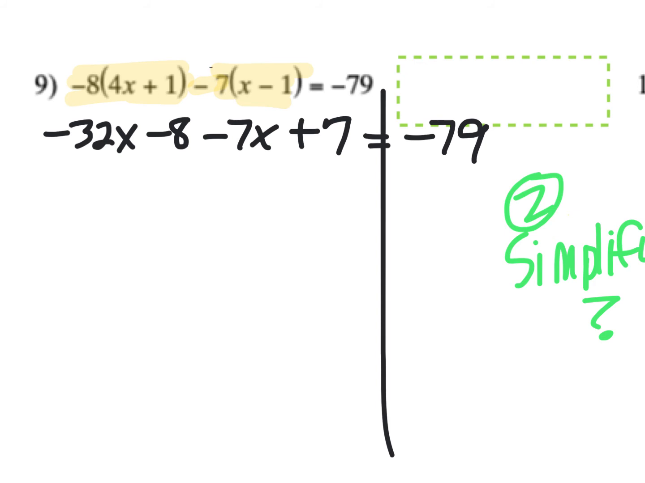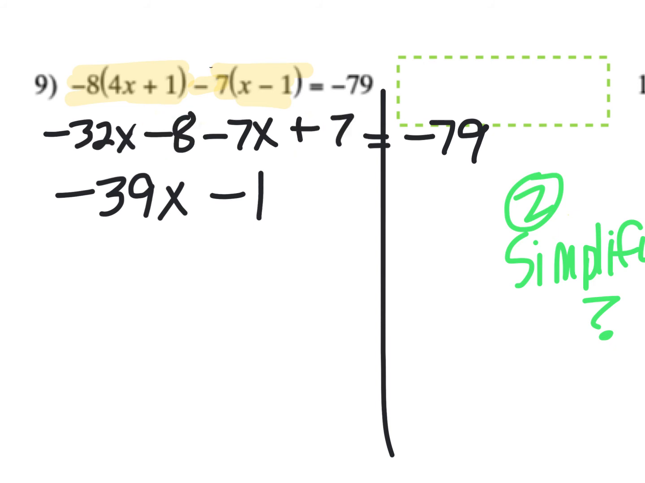Hopefully you paused that video and you tried it out yourself. So -32x minus 7x. Those are like terms that you can combine. So if you put those together, that is going to get you a -39x, because you're combining those two negatives. Then you've got a -8 plus 7. That is going to leave you with a -1 after you combine those two together.